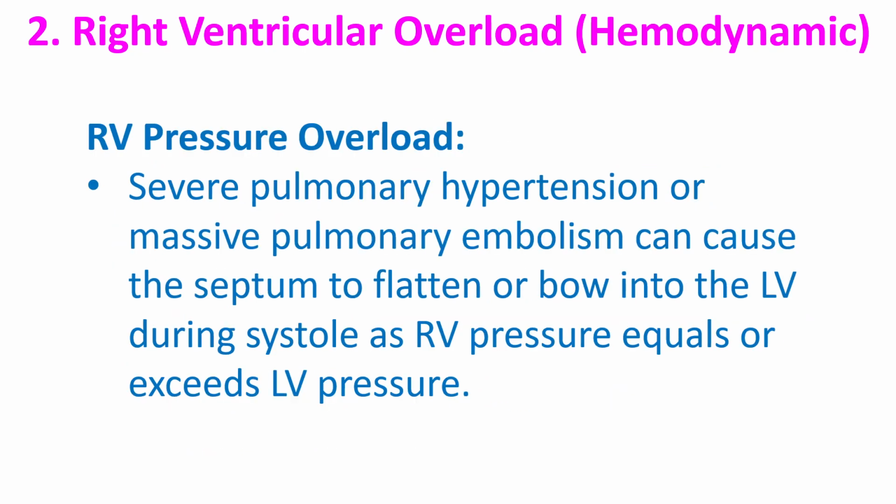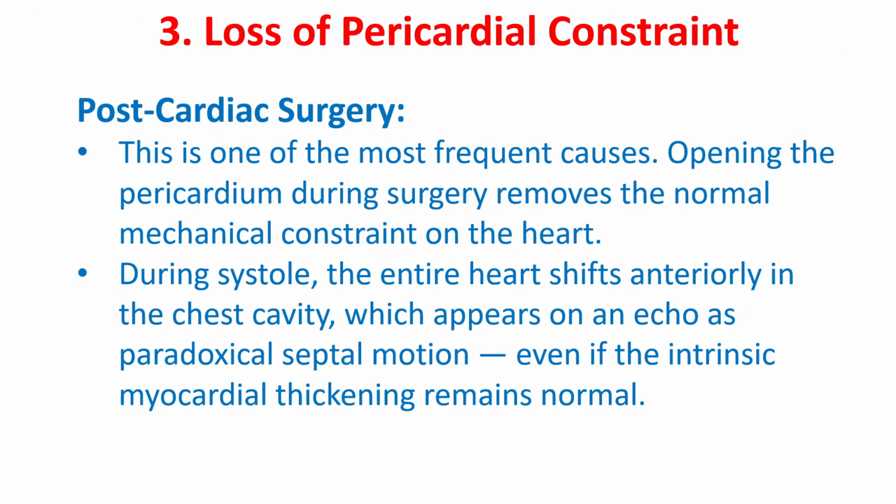RV pressure overload. Severe pulmonary hypertension or massive pulmonary embolism can cause the septum to flatten or bow into the LV during systole as RV pressure equals or exceeds LV pressure. Post-cardiac surgery. This is one of the most frequent causes.